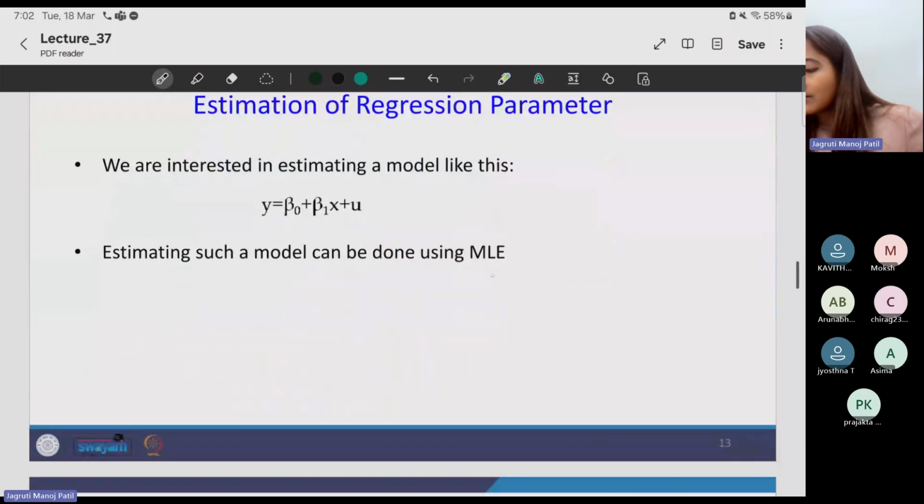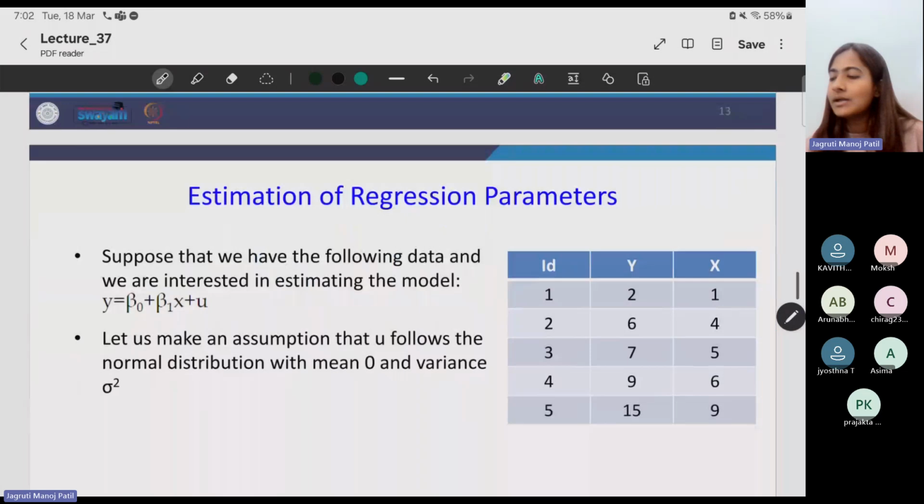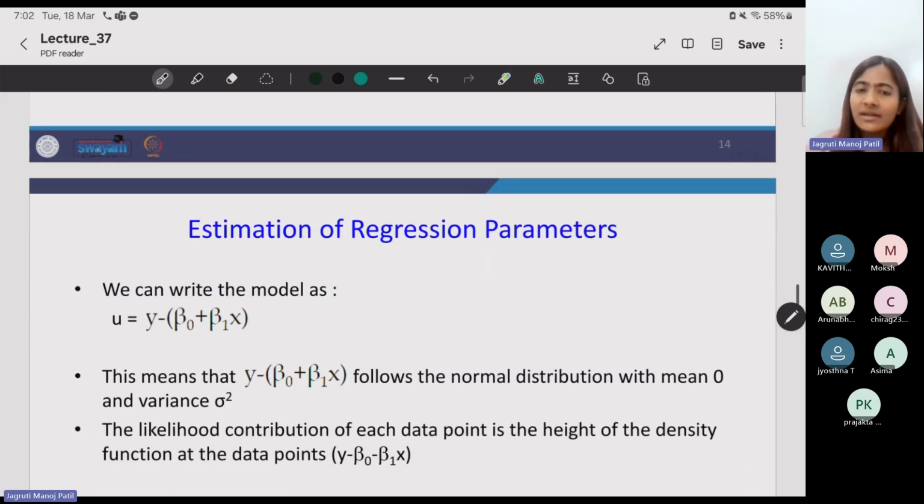Now we need to estimate some model using MLE. Let's say we have an error term. It's not necessarily normally distributed, but let's say we made an assumption that it's normally distributed, mean is 0 and variance is sigma square. So we can write our error term as the observed value minus the actual predicted value. So this follows a normal distribution, mean is 0, variance is sigma square.